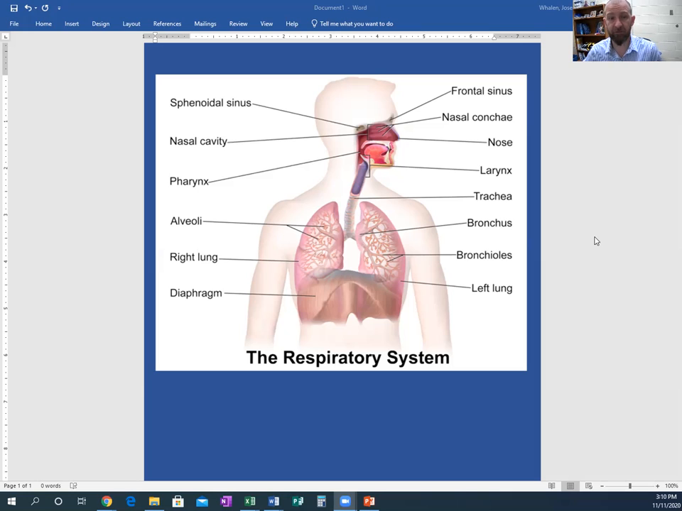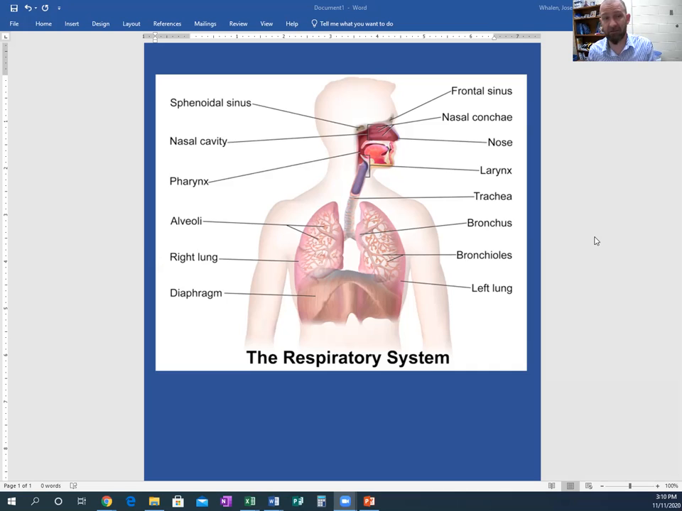We also have some muscles involved here. And on this particular picture, we can see the diaphragm. Right? It's basically a horizontal sheet of muscle that separates our abdominal cavity from our chest cavity. And when it contracts, basically when it flexes, it moves downwards. And in doing so, it creates a larger space inside the chest cavity.